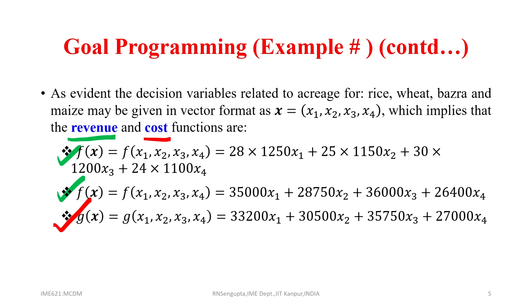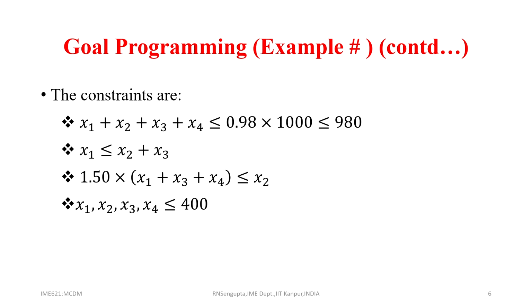When I consider the constraints, those 4 which were mentioned, they are as follows. Constraint 1, I will use the dark red color. You can use 98% of the total acreage. So, x1, x2, x3, x4 all added up have to be less than or equal to 980. That x1, x2, x3, x4, as I kept repeating, is the acreage for each and every crop: rice, wheat, bajra and maize.